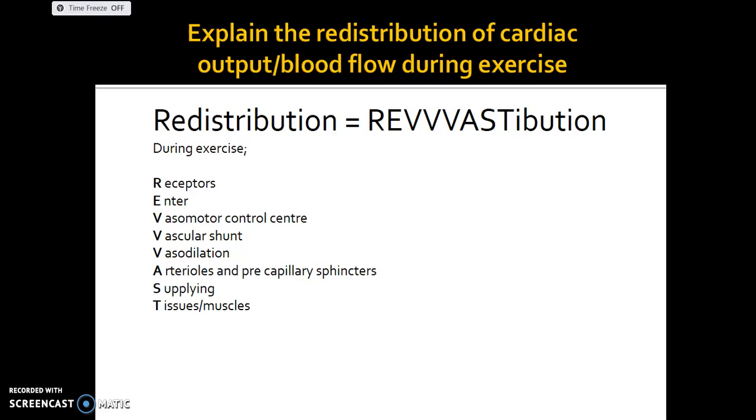Now, when we start to exercise, like if there's a graph and someone's running, you've got to avoid the graph a little bit and just concentrate on the question, redistribution. So there's a redistribution, a switch in the flow of blood from the organs to the muscles during exercise because the muscles are what need it. So this concept of redistribution, I want you to re-spell it.